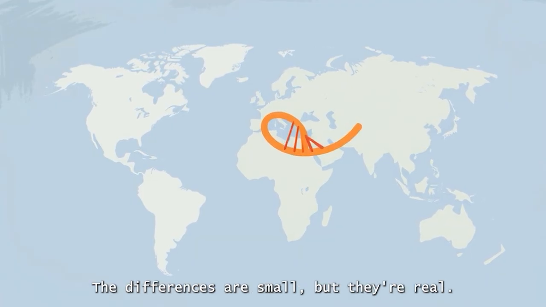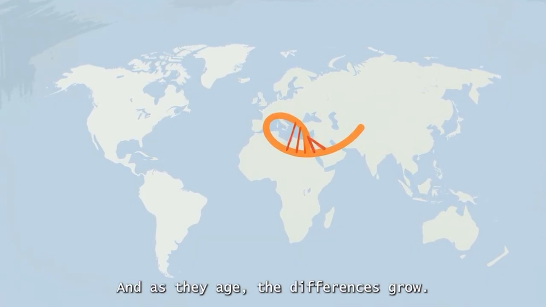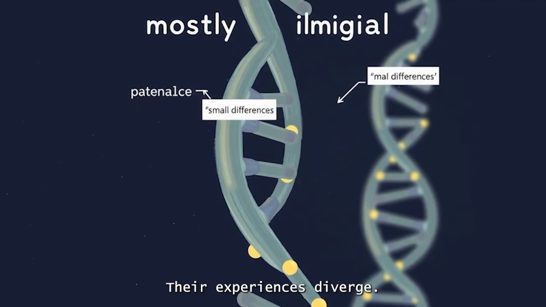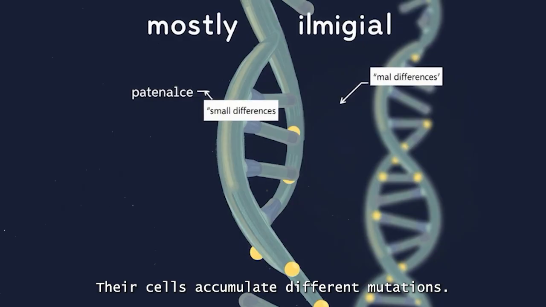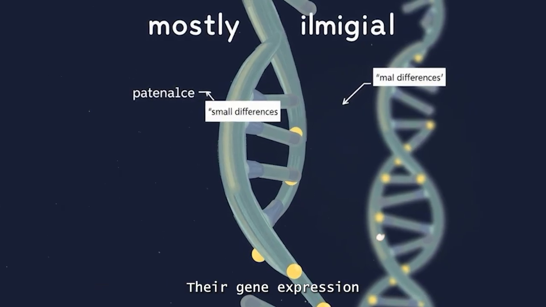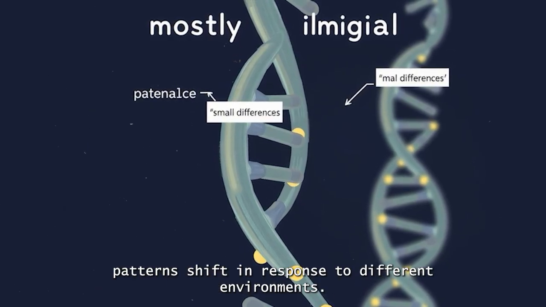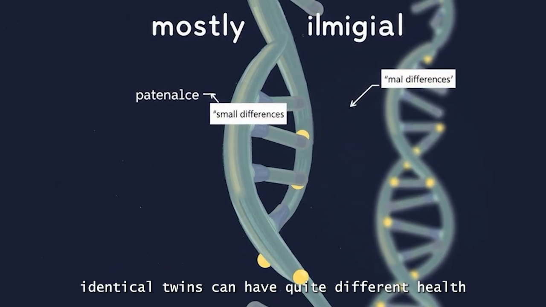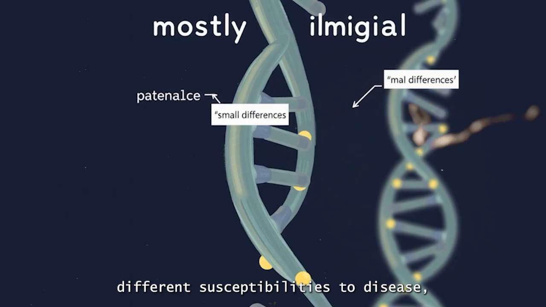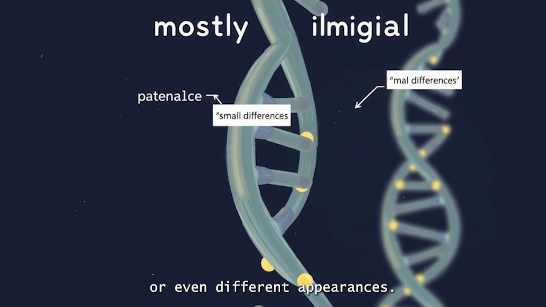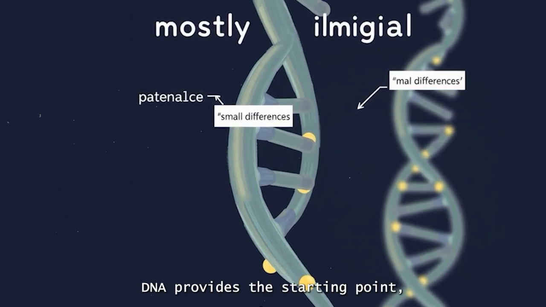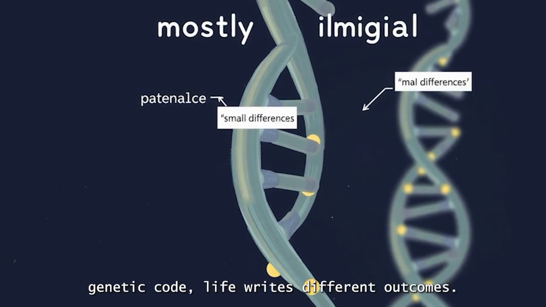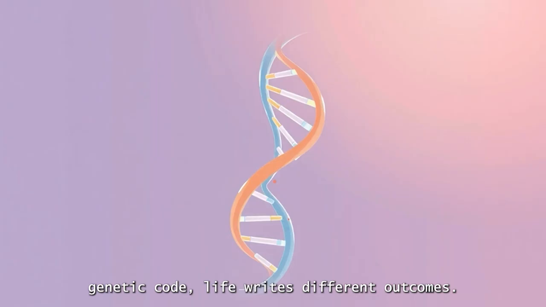The differences are small, but they're real. And as they age, the differences grow. Their experiences diverge. Their cells accumulate different mutations. Their gene expression patterns shift in response to different environments. By late adulthood, identical twins can have quite different health outcomes, different susceptibilities to disease, even different appearances. DNA provides the starting point, but it's not the whole story. Even with the same genetic code, life writes different outcomes.